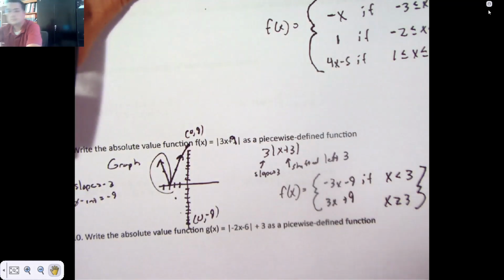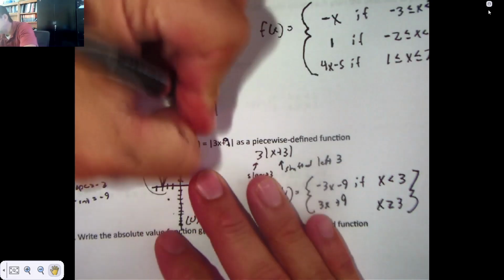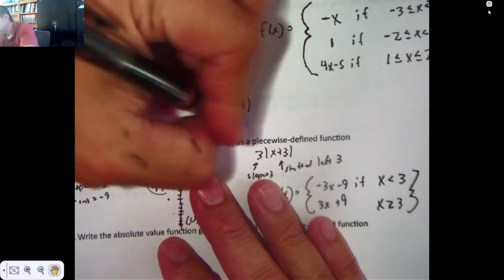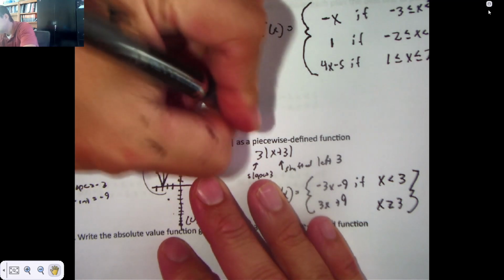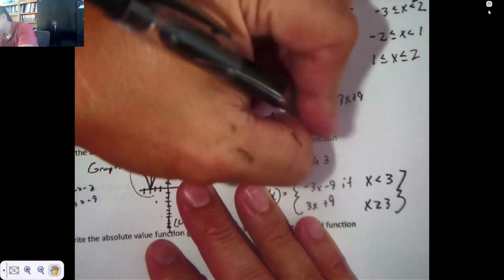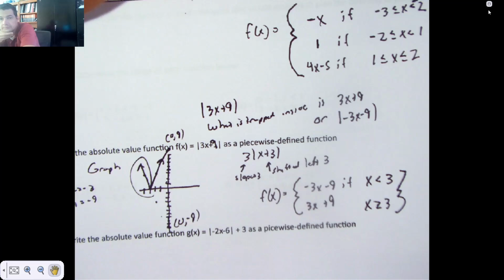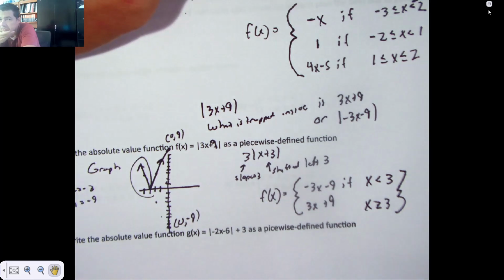It's really simple. The reason I went over this, showing you the graph, was so that you'd understand what's happening. If you have the absolute value of 3x plus 9, what is trapped inside is 3x plus 9 or negative 3x minus 9. They're both the same distance from 0. That's how you do it, because the absolute value makes it positive.